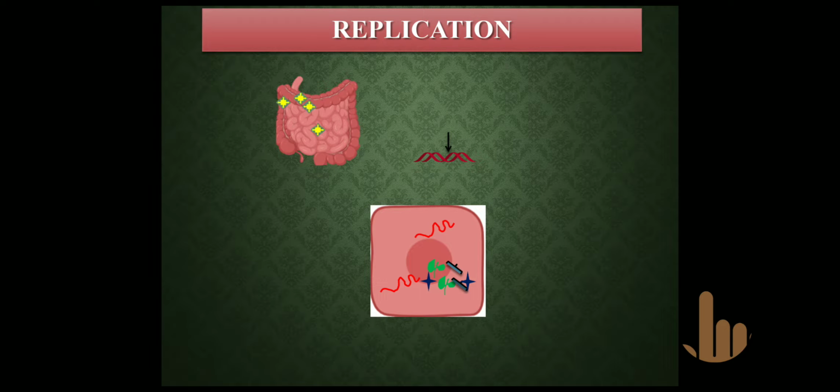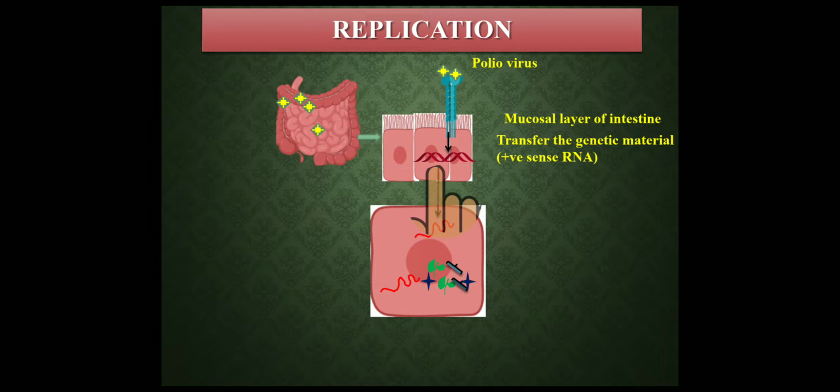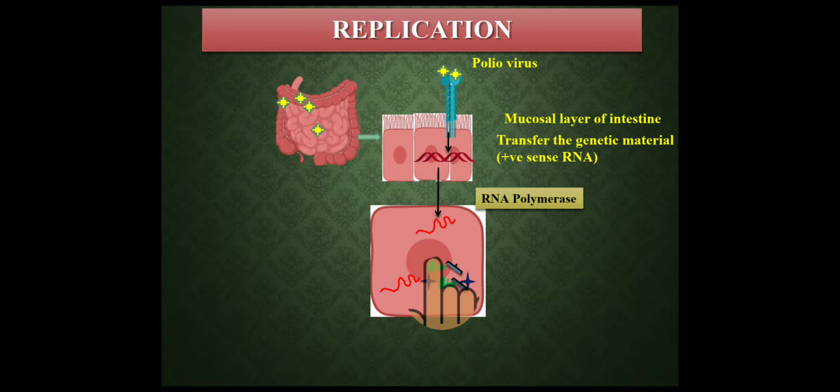Let's see. First, this virus enters the intestine, where the mucosal layer is present, which provides a receptor for attachment, and from this attachment the poliovirus transfers its genetic material. Now after transferring the genetic material inside the intestine, this genetic material makes a copy of itself. How does it make the copy? By RNA dependent RNA polymerase.